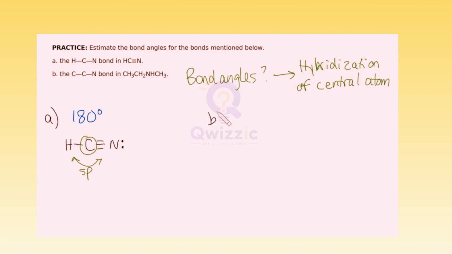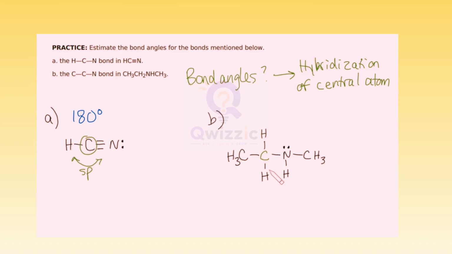Okay, part B, we have the compound CH₃CH₂NHCH₃. And the problem said we want to look at the CCN bond. So that would be on the left-hand side of the nitrogen, CCN. So we're looking at this second carbon that I'm going to make green. So the carbon directly to the left-hand side of that nitrogen. The nitrogen has a lone pair.